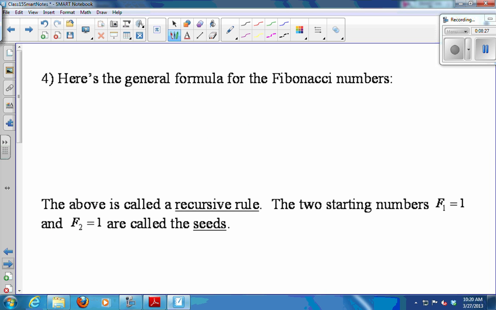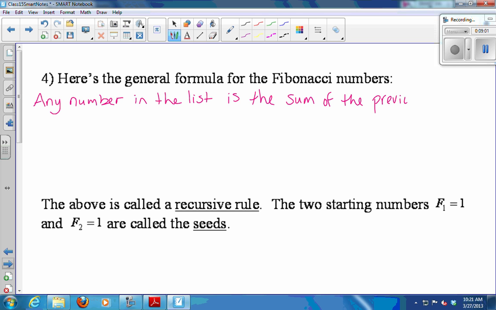All right, so we want to write down a rule, a formula for finding the Fibonacci numbers. We're going to write down a recursive formula. We talked about recursive versus explicit formulas last class, and it helped to always write down the rule in English first, and then translate it. So we've already done that. We said any number in the list is the sum of the previous two numbers.